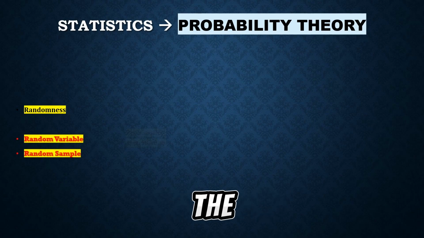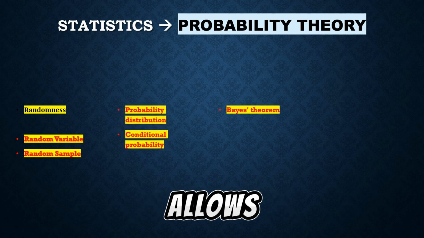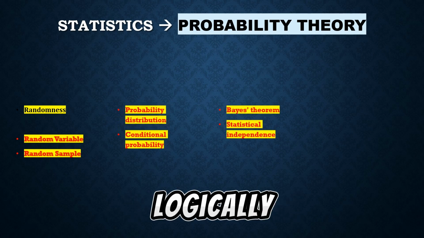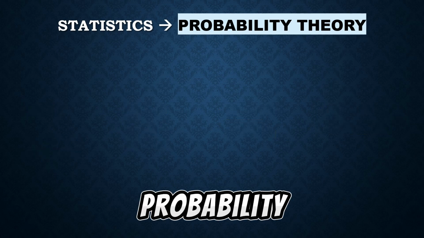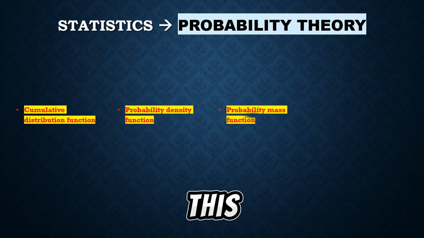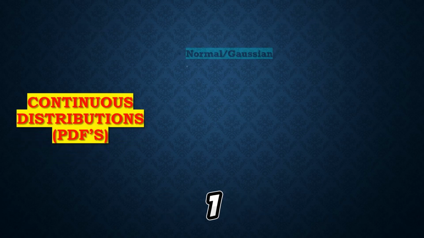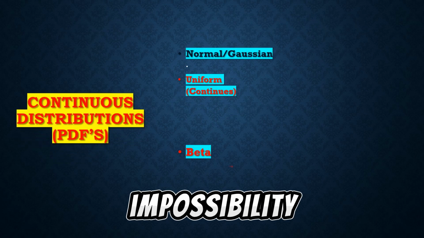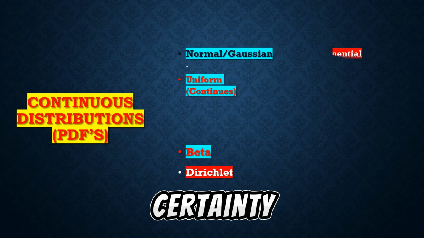Probability theory is the mathematical framework that allows us to analyze chance events in a logically sound manner. The probability of an event is a number indicating how likely that event will occur. This number is always between 0 and 1, where 0 indicates impossibility and 1 indicates certainty.